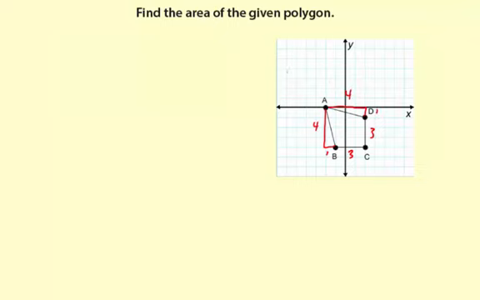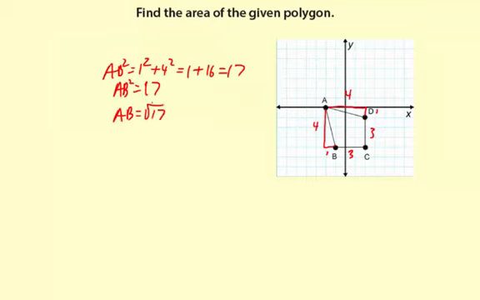Okay, they're both 4 by 1 for those two triangles, which means AB and AD should have the same measure. So AB squared equals 1 squared plus 4 squared, which is 1 plus 16, 17. So AB squared equals 17, which means AB equals square root of 17.